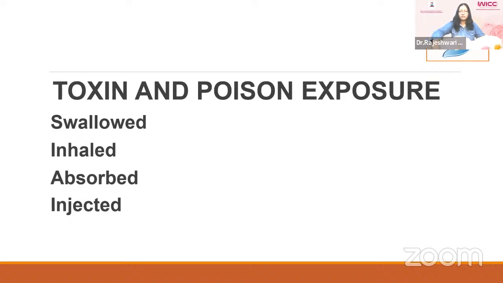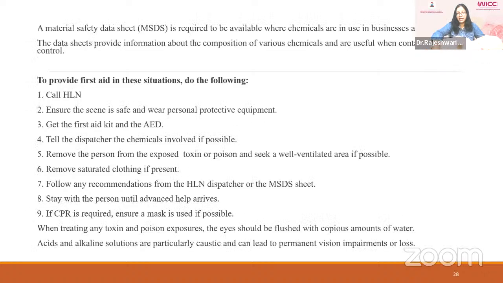Toxins and poison exposure, that we also discussed yesterday. The MSDS sheet is very important. There are toxins which can be swallowed, inhaled, absorbed, or injected. Different types of toxins and poisons, so the treatment depends on what type of poison it is. Call the helpline number immediately. Ensure safety, and wearing personal protective equipment is also important. If it is a hazardous chemical, it can endanger you also, so protecting yourself is important.